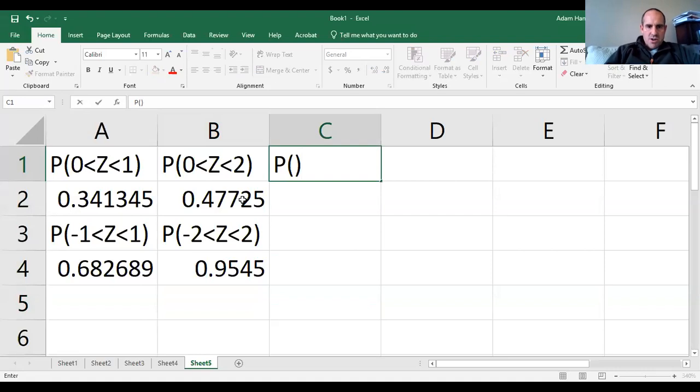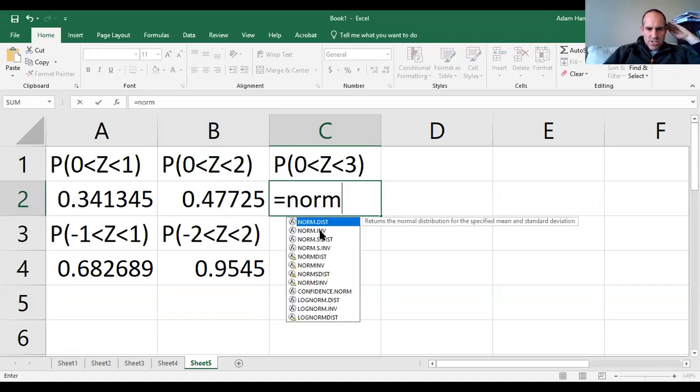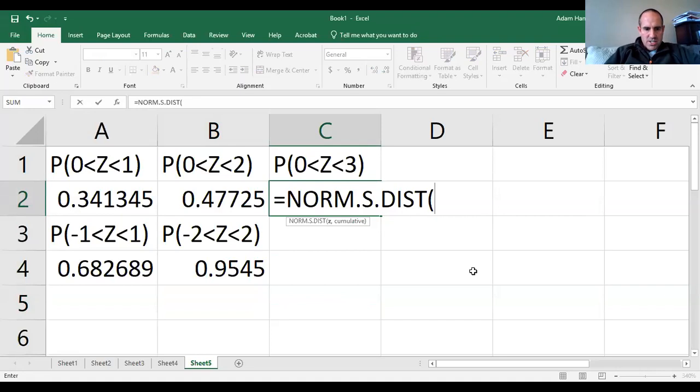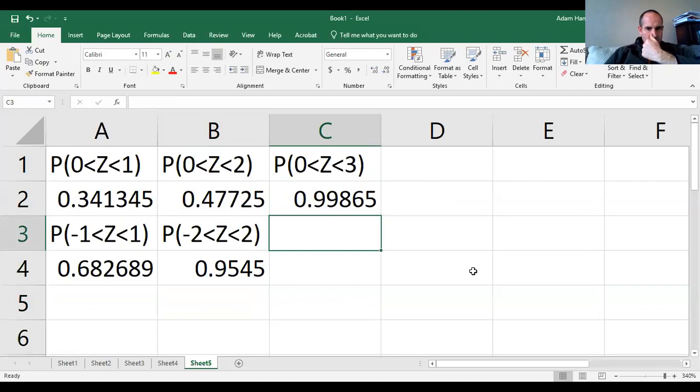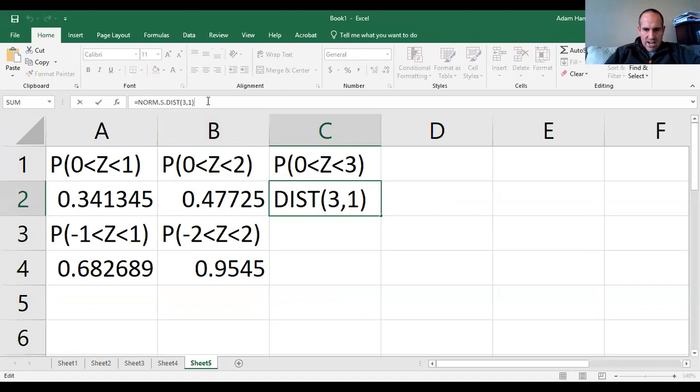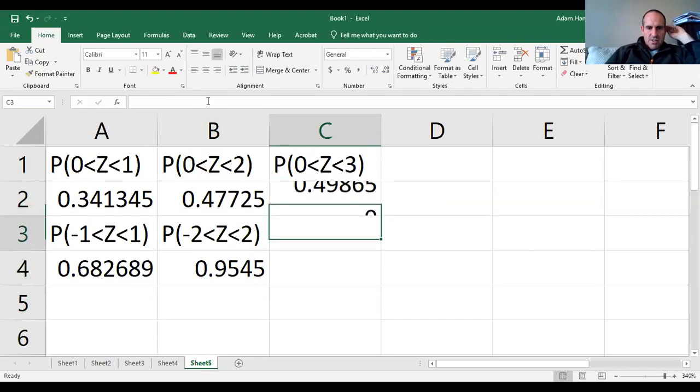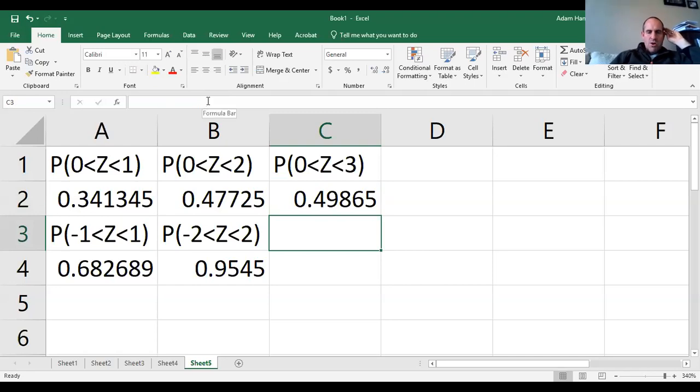The probability that 0 is less than z is less than 3. What's that? Well, that's going to be NORM.S.DIST, 3, 1. Oops, sorry, I forgot to subtract. I need to get rid of 0.5. Okay, so 0.4985.